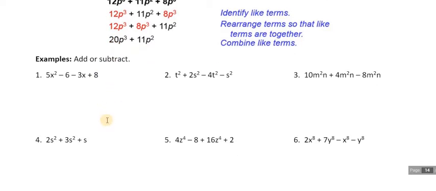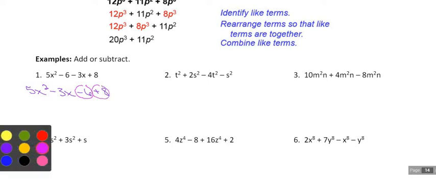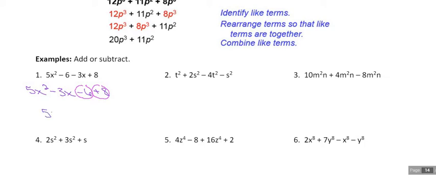So number 1, we've got 5x squared minus 6 minus 3x plus 8. So let's rearrange. Highest power is our x squared, and we only have one of those, so 5x squared. Then my x to the first is a minus 3x to the first. Then I have minus 6 and plus 8. Okay, so I only have one set of like terms here, and that's my constants. So negative 6 plus 8 gives me positive 2. So I'm going to drag down my other terms. So we've got 5x squared minus 3x and then plus 2.